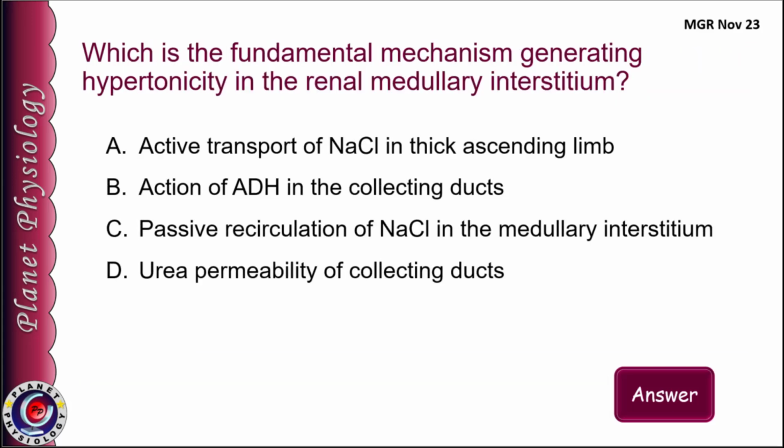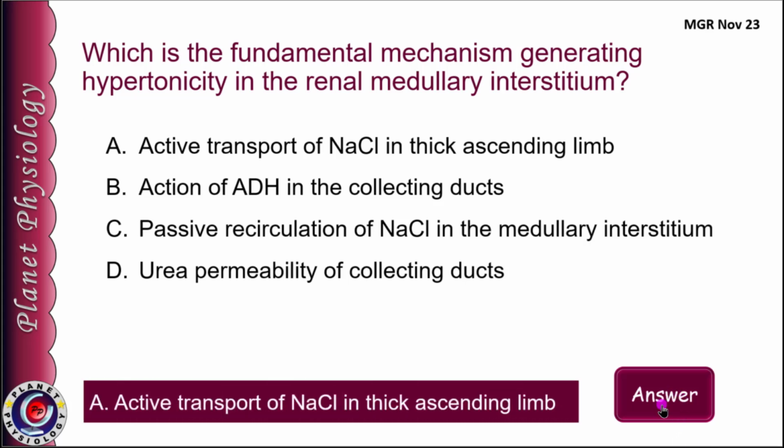Which is the fundamental mechanism generating hypertonicity in the renal medullary interstitium? A. Active transport of sodium chloride in the thick ascending limb. B. Action of ADH in the collecting ducts. C. Passive recirculation of sodium chloride in the medullary interstitium. And D. Urea permeability of collecting ducts. The correct answer is A, active transport of sodium chloride in the thick ascending limb.